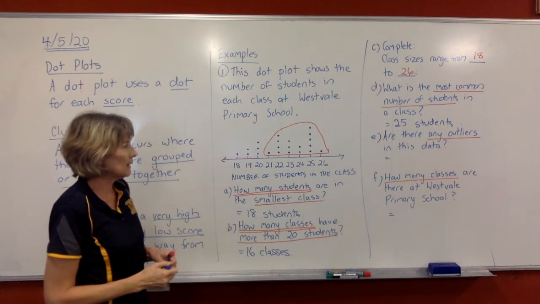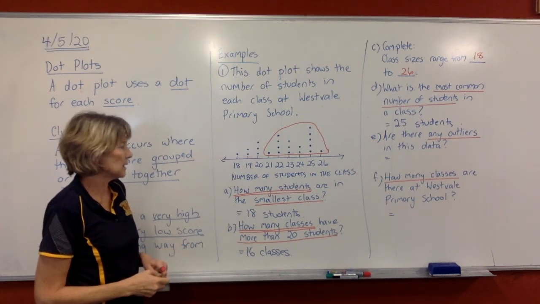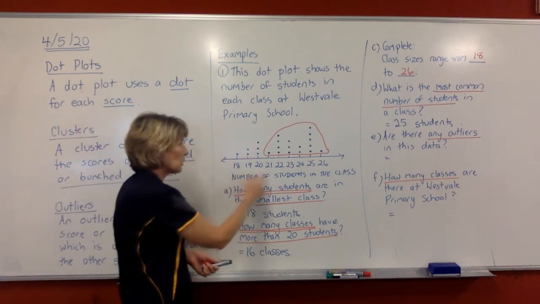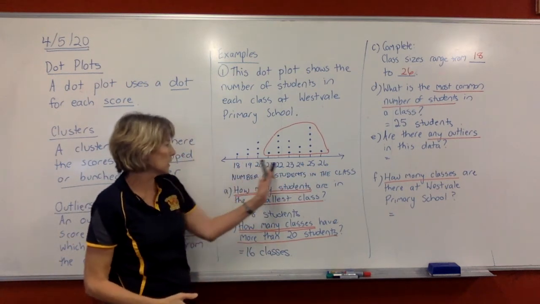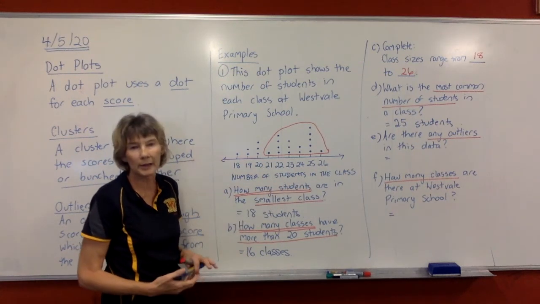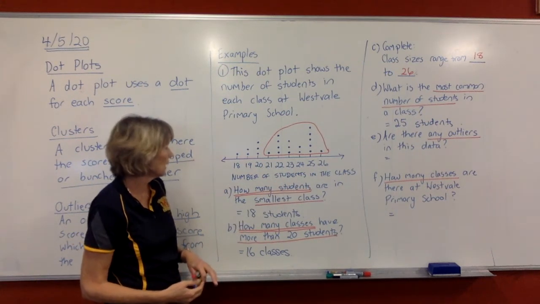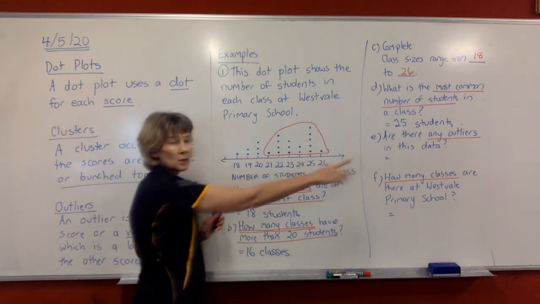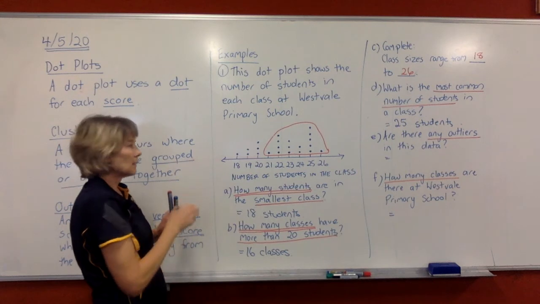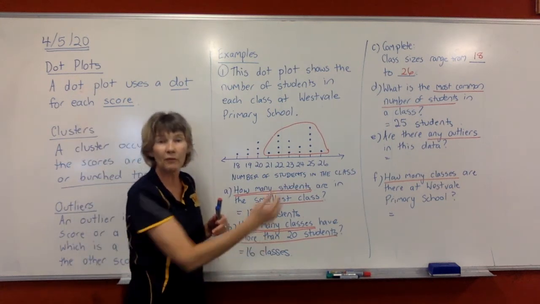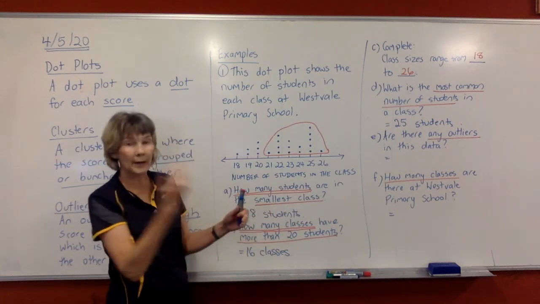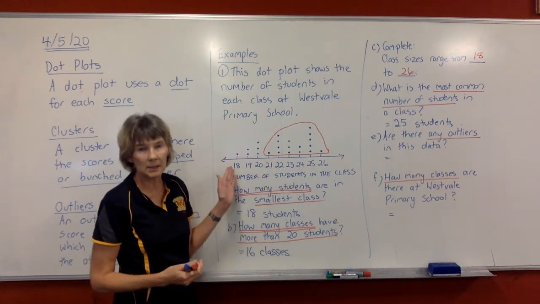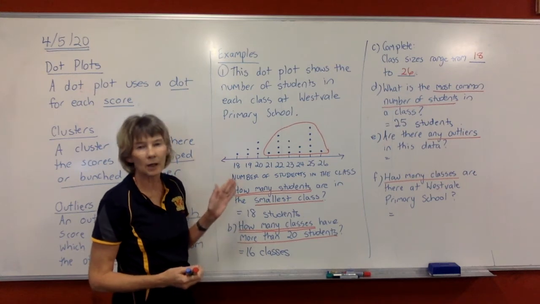Okay, so for E, are there any outliers in this data? Data just refers to the scores. Here's all our scores. 18, 19, 20, 21, 22, 23, 24, 25, 26. So we're looking for a dot that might be a long way above the others or a long way below the others. So you would normally have a gap before you saw that high score or a gap before you saw the low score. Here we don't see any spaces, so there isn't any outlier here.